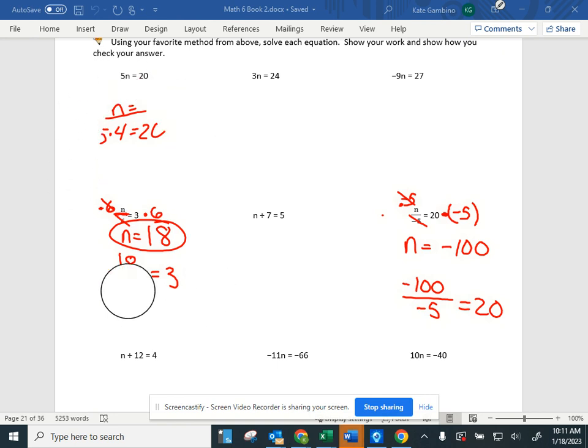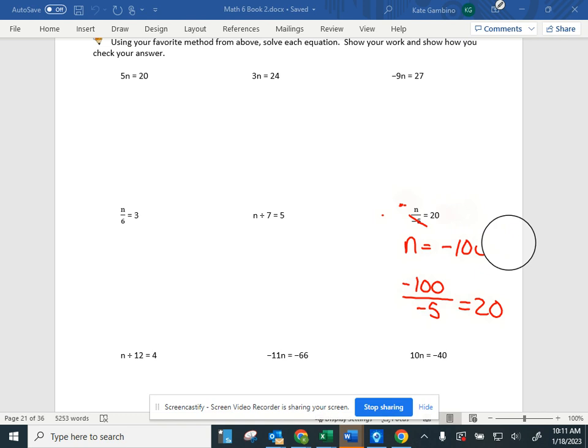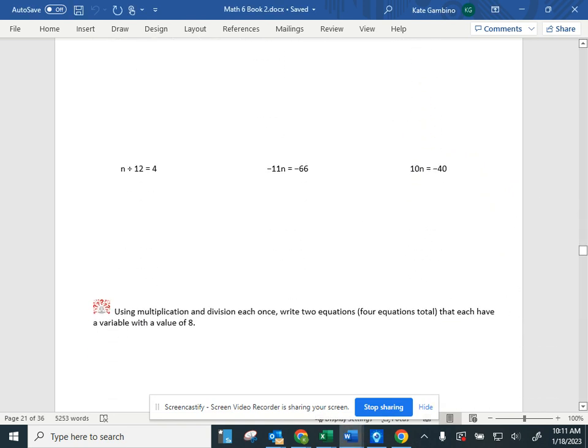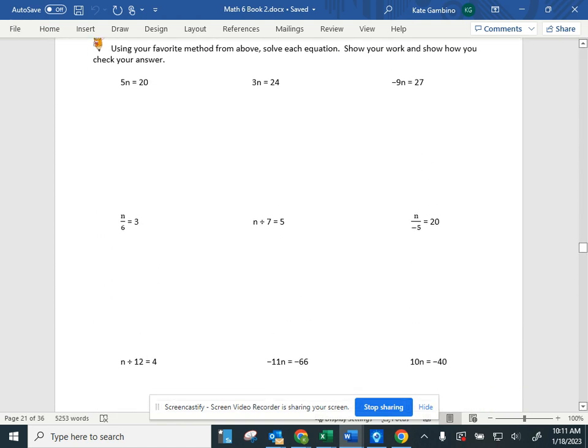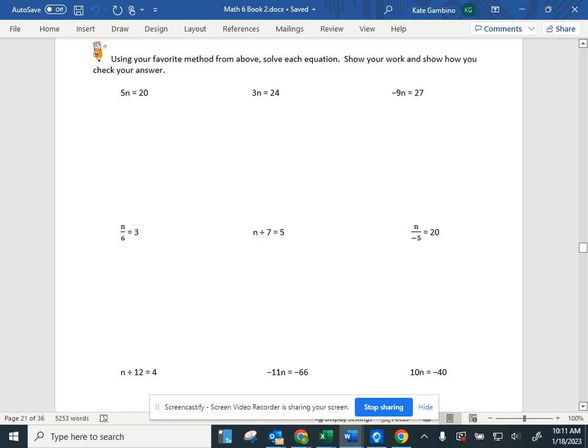On the bottom, just like yesterday, we have to create our own equations. This time, we're using multiplying and dividing. And we need our variable to be 8. So it doesn't equal 8. Your variable is 8. So n is 8. Matthew? This one? Yeah. All right.